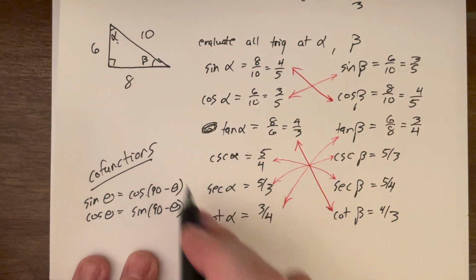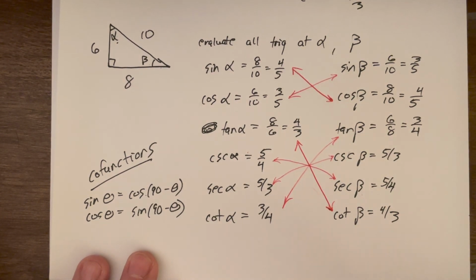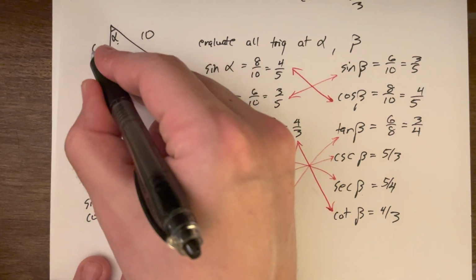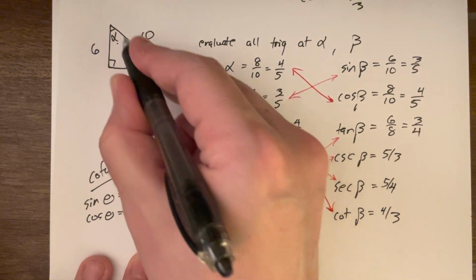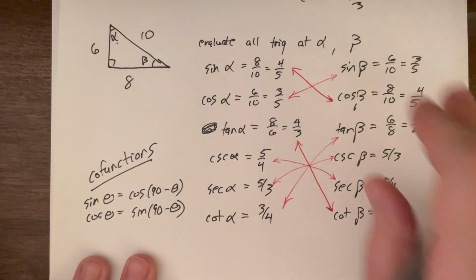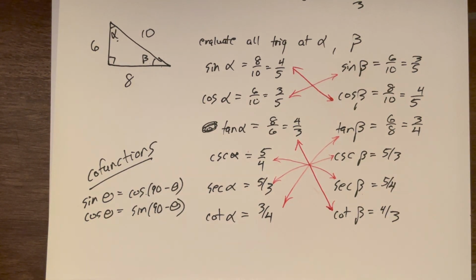And why do these relationships work like that? Well, that goes back to what we pointed out in the very beginning. If this is the angle you care about, well, that's the opposite, that's the adjacent. But if this is the angle you care about, those two sides flip. So that's the connection why all these things happen.